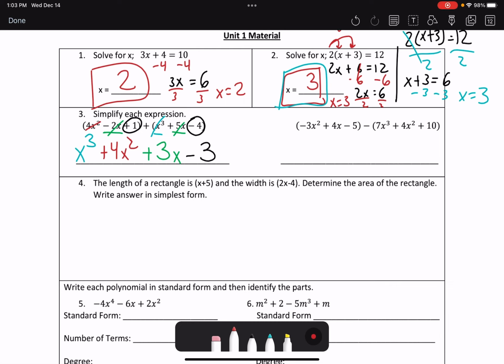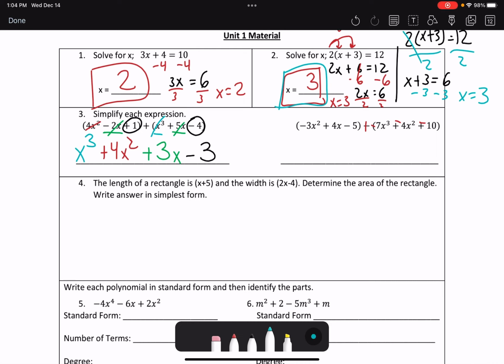The easiest way to convert from subtraction to addition is to change all of the signs in that second polynomial expression. So instead of a positive 7x cubed, I'm going to have negative 7x cubed, negative 4x squared, and a negative 10. Now we can combine like terms.